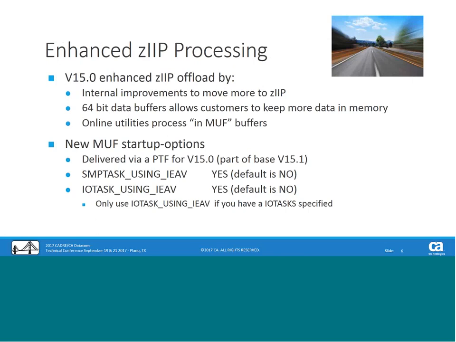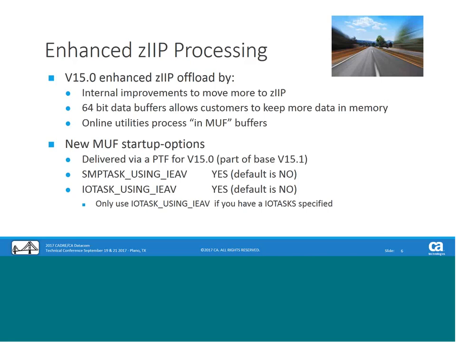Hopefully everyone saw that in 14.01, which was a maintenance delivery for the 14.0 release, our zIIP exploitation jumped dramatically. We went from more or less around 33% in release 12 to about 50% in release 14 base, and then up over 80% in 14.01. We're at a very high percentage of zIIP offload in the 14.01 release.